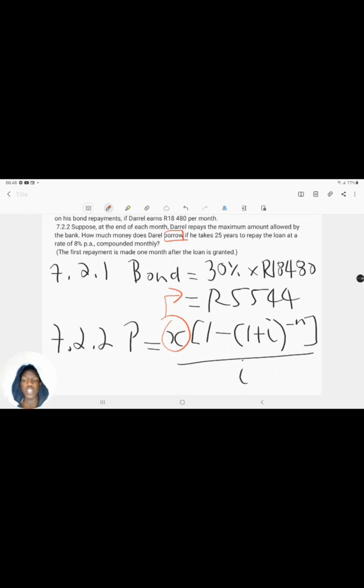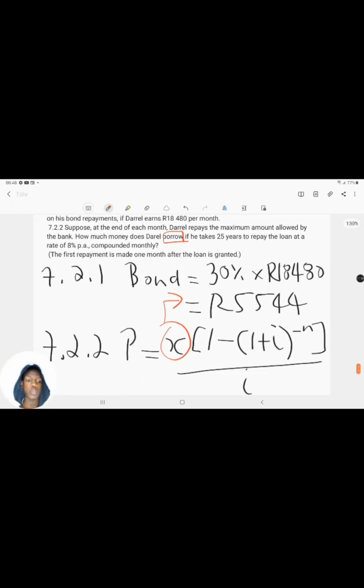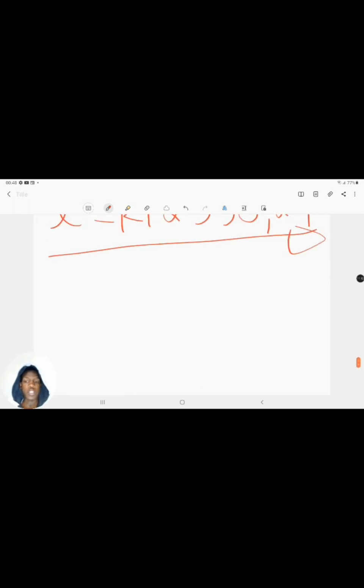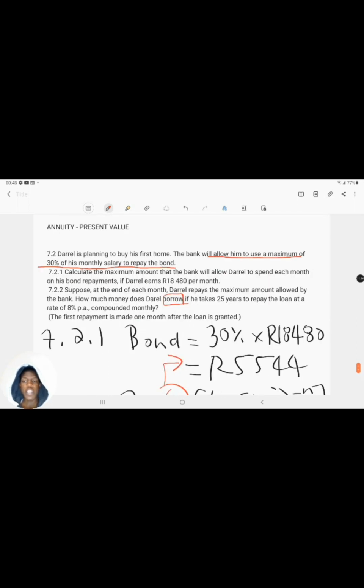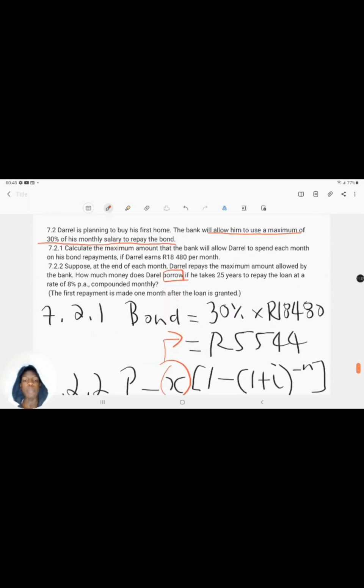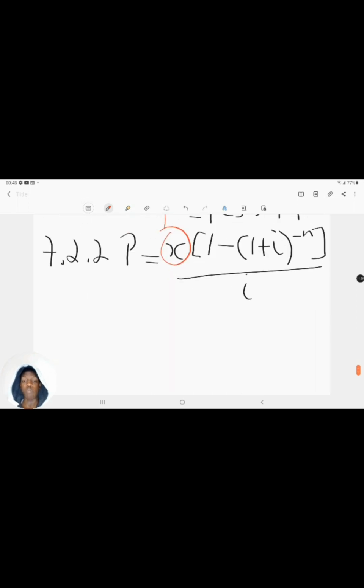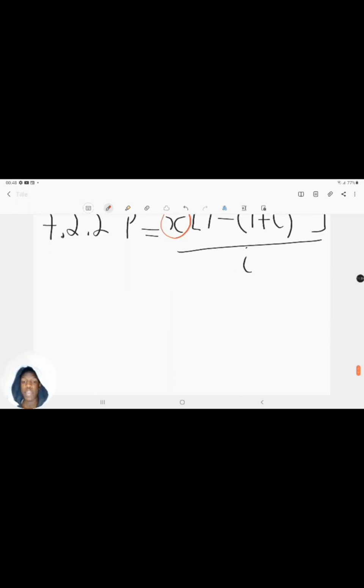We just calculated it from the previous question, because in the previous question they said, calculate the maximum amount that the bank will allow Daryl to spend each month on his bond repayments. His repayments, so these are the monthly amounts that he is paying back to the bank for the money that he intends to borrow today. Okay, so that's X. We have it already.